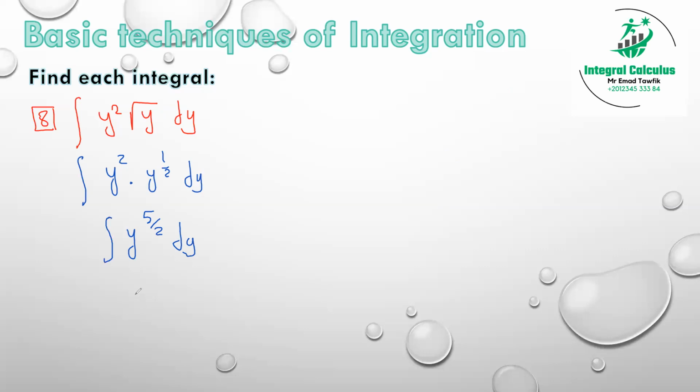Just add 1 to your power to get y to the power of 7 over 2, over 7 over 2, plus c. Just by adding 1 to my power and then dividing by the new power.